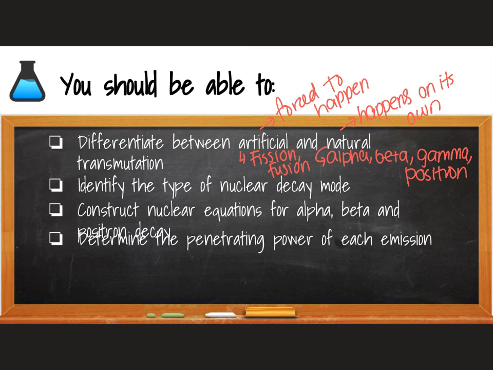Identify the type of nuclear decay mode. That is mostly going to come from Table N. Construct nuclear equations for alpha, beta, and positron decay. So we need to know how to do that. Table O and Table N are going to help you with that. And then determine the penetrating power of each emission. And then again, how it would separate in a magnetic field.